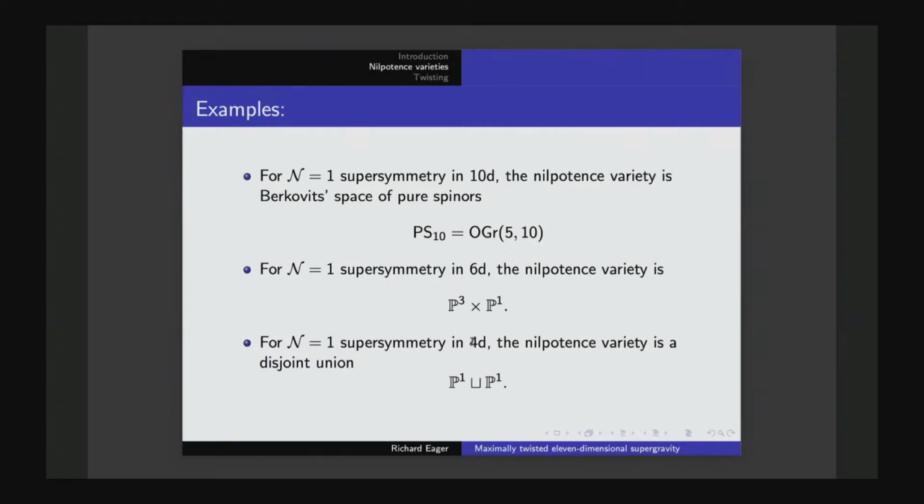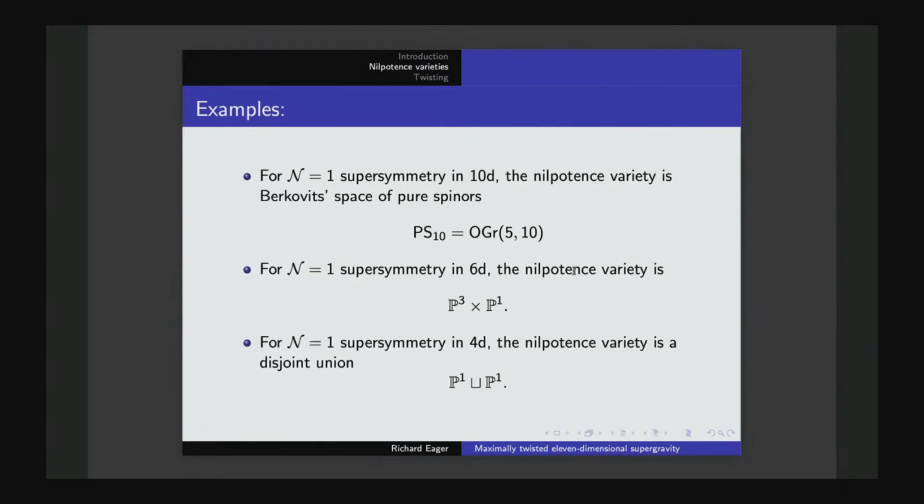So maybe some familiar examples: the 10D N=1 supersymmetry algebra has a nilpotence variety, which is Berkovits' space of pure spinors. And I'm always going to look at the projectivized nilpotence variety. And so this is actually equivalent to the orthogonal Grassmannian OG(5,10), which is a subset of the Grassmannian Gr(5,10) of complex 5-planes in C^10. And then there's going to be an additional restriction on which 5-planes are allowed, given by an orthogonality constraint. And a simpler example would be N=1 supersymmetry in 6D, the nilpotence variety.